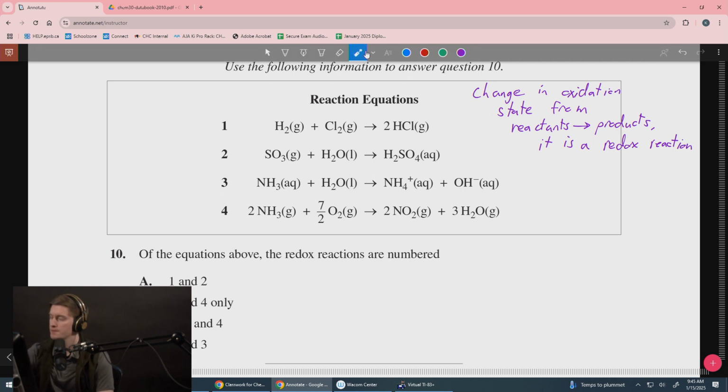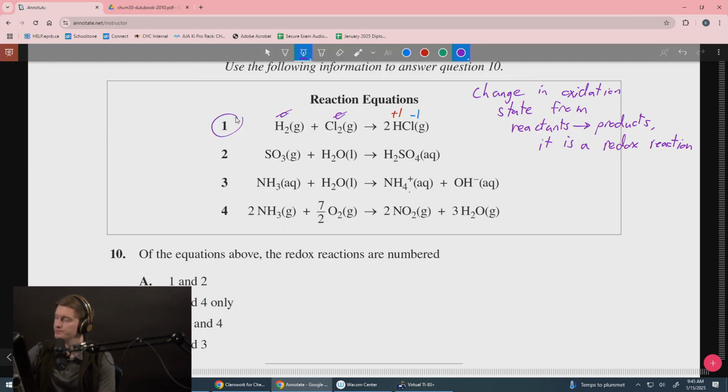So I'm going to go through each of these. Elements that are just pure elements have an oxidation state of 0. So the hydrogens and the chlorines that are part of the hydrogen and chlorine molecules each have an oxidation state of 0. In hydrogen chloride, however, because chlorine is more electronegative than hydrogen, it will have the electrons near it. It has an oxidation state of -1, whereas the hydrogen has an oxidation state of +1. So we have a change from 0 to +1 and 0 to -1. So this is a redox reaction.